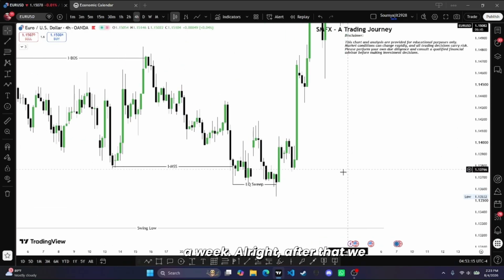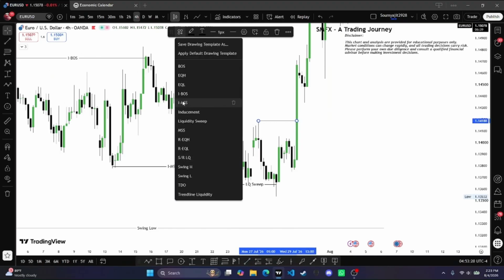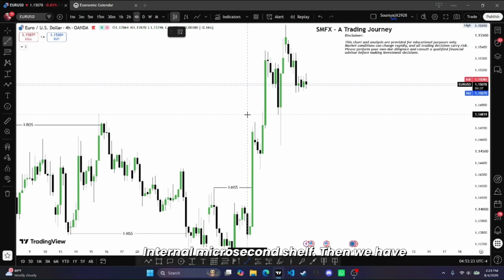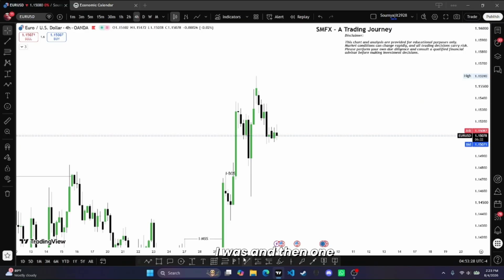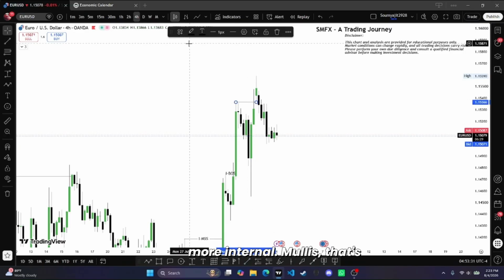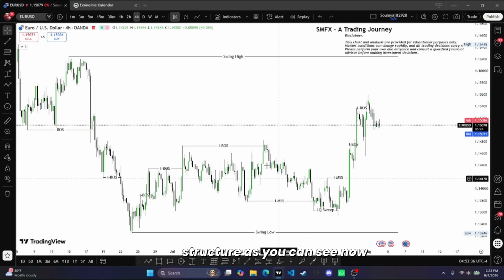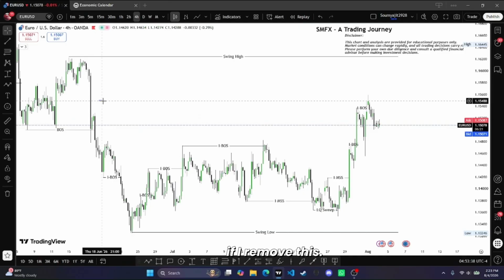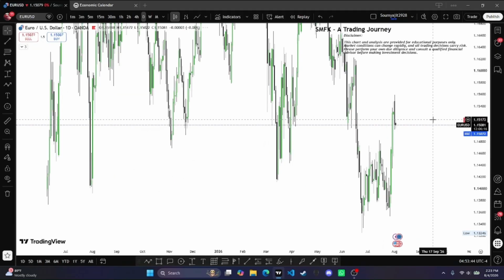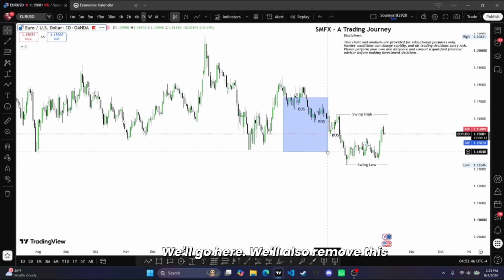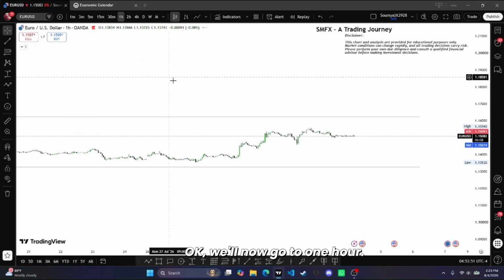Alright, after that we can see that we shift once again, internal market structure shift, then we have internal break once again, IBOS, and then one more internal BOS. That's it. So this is the internal structure, as you can see. Now if I remove this, alright, we'll go here, we'll also remove this because it is no longer required. Okay, we'll now go to 1 hour.